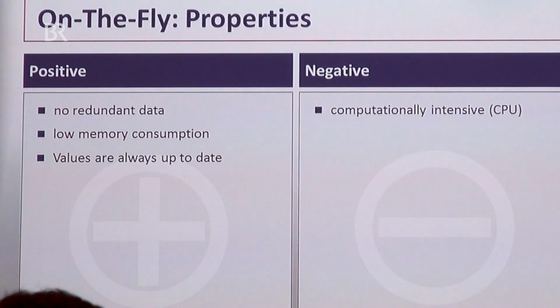Here the properties, the positive things are you have no redundant data, you have a very low memory consumption, and the values are always up to date. You never get problems. But the negative part is your CPU has to calculate a lot.